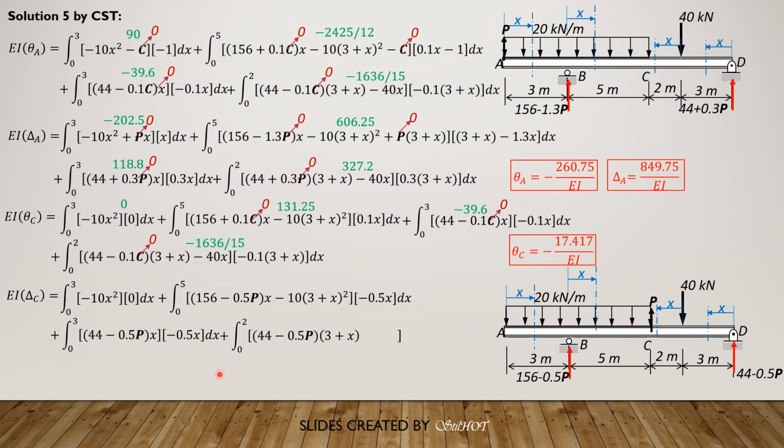So set value of p is 0. And the first integral is 0. The second integral is negative 656.25. The third is negative 198. The fourth is negative 1636 over 3. So combining, delta C would be negative 1399.583 over EI, just like before.